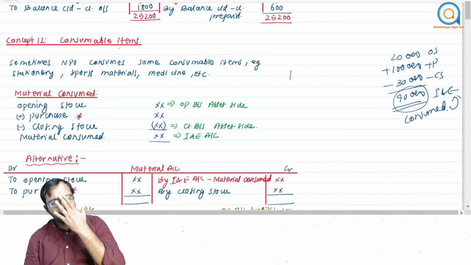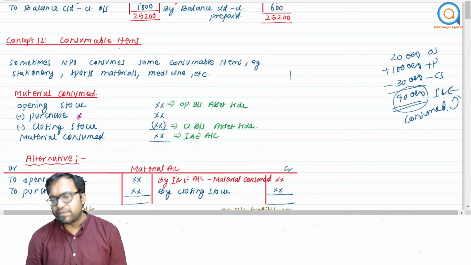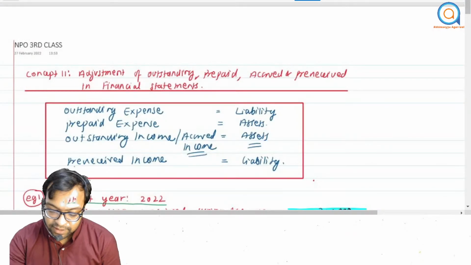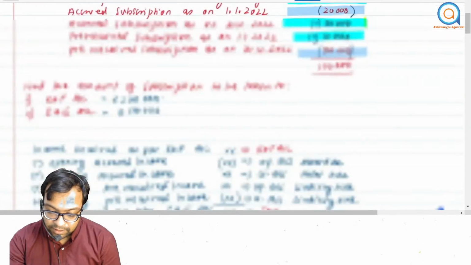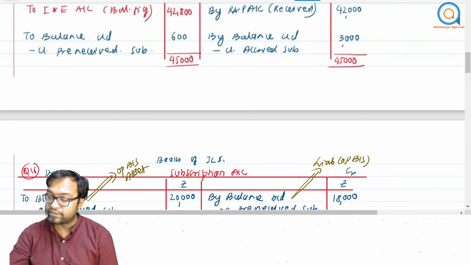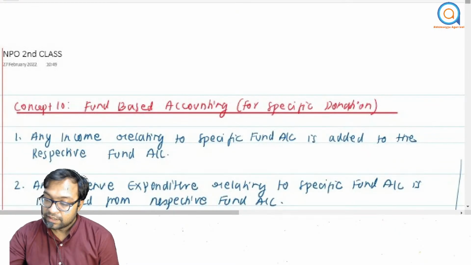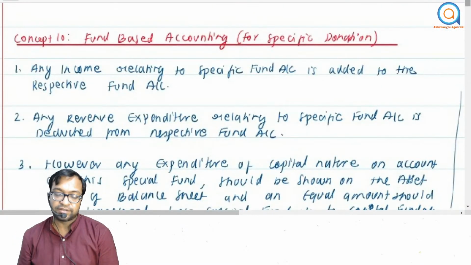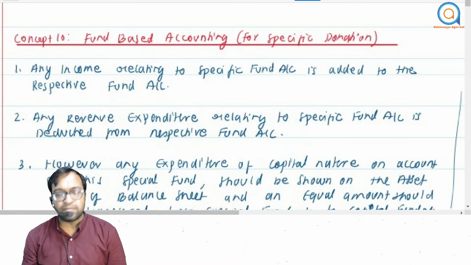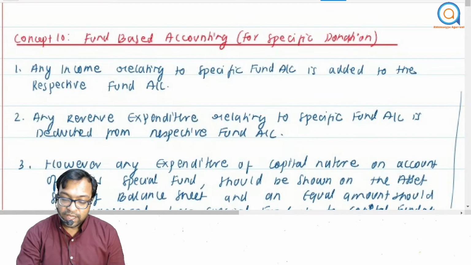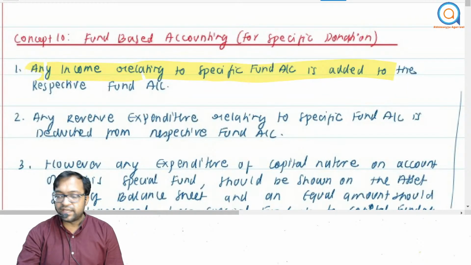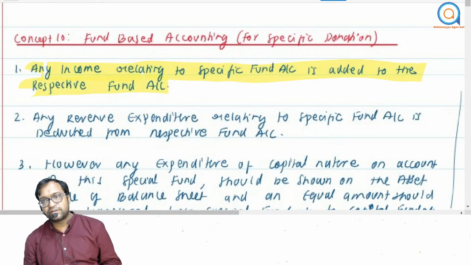And regarding donations, specific donation, remember a few points, sir. I think it was on the last page only. I have skipped that point. Yes, for specific donation you need to follow fund based accounting, sir. Remember this point: if any income relating to a specific fund is given, then it should be added to the respective fund.